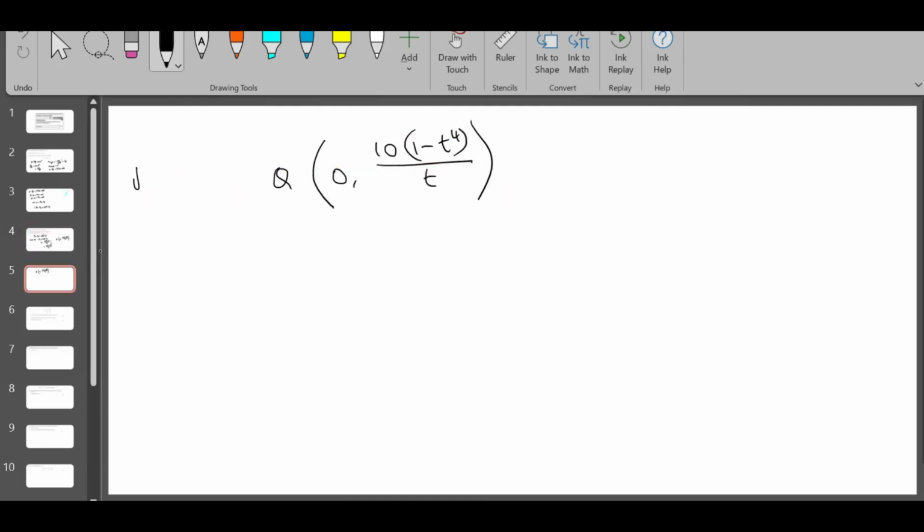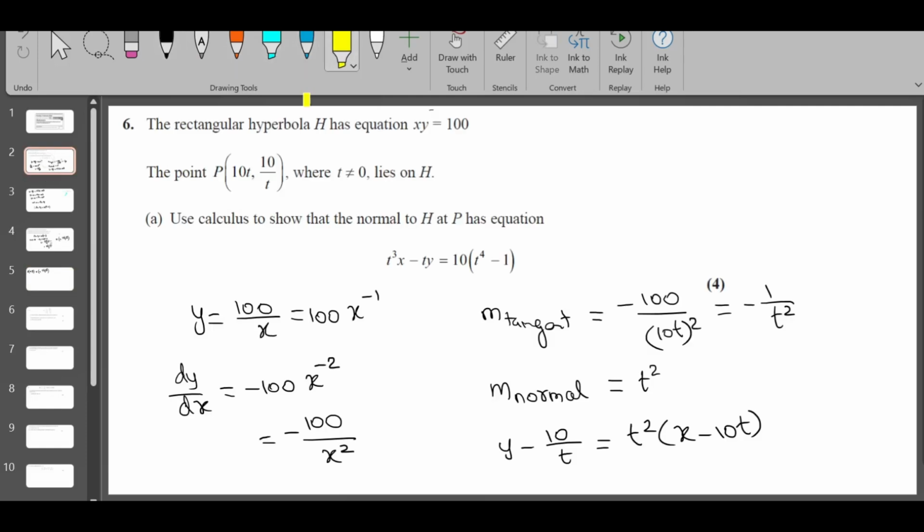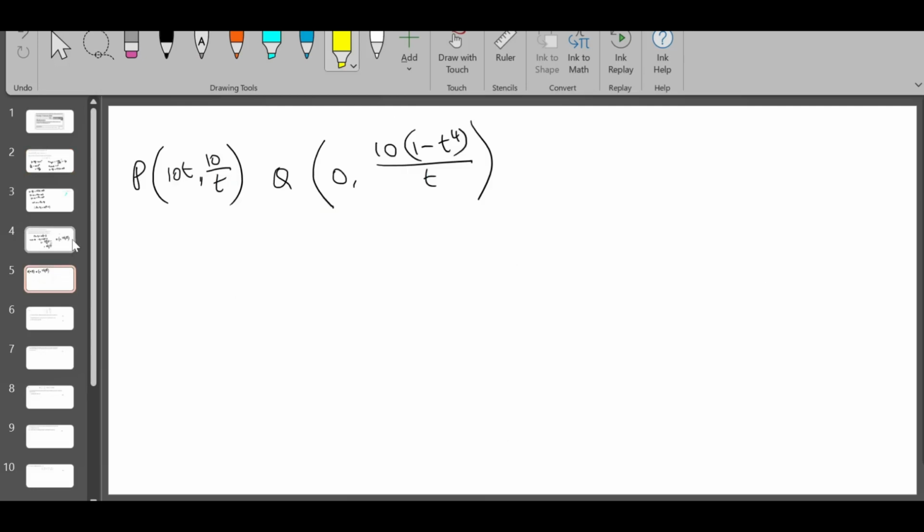We know point P is 10t, 10 over t. But in the question, the value of t is not mentioned. All they mention here in the question is t is not equal to 0. So t can be any real number. It can be positive, negative or anything. We don't know. We are not sure, right? So just draw a rough diagram.